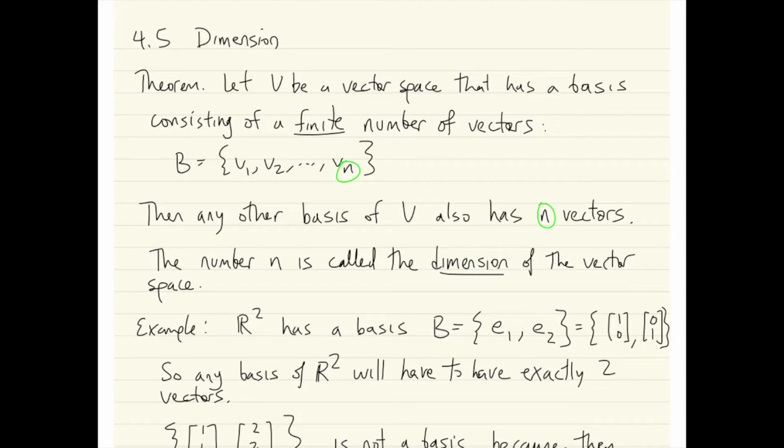Section 4.5 is about dimension. Let's begin with the theorem that says, let V be a vector space that has a basis consisting of a finite number of vectors, V1, V2, up through Vn, the vectors in one particular basis. The theorem says that then any other basis of V also has the same number n of vectors. This number n is called the dimension of the vector space.